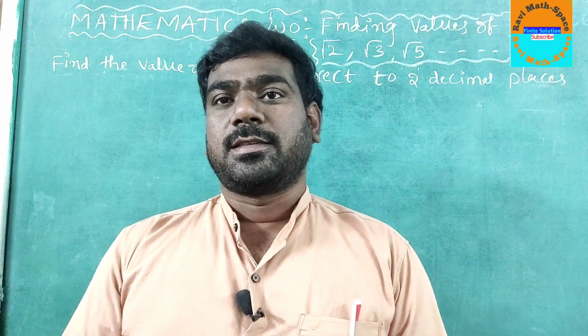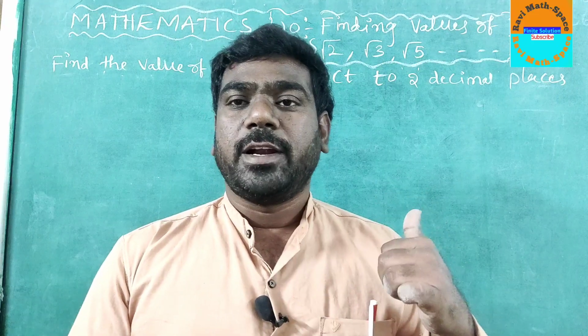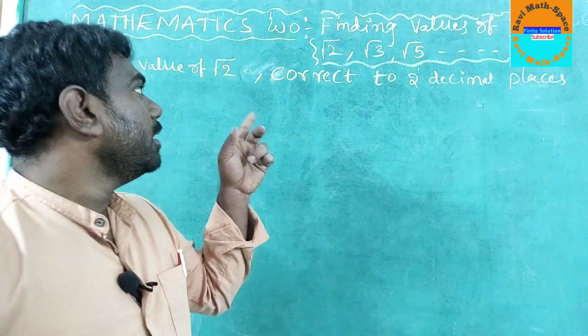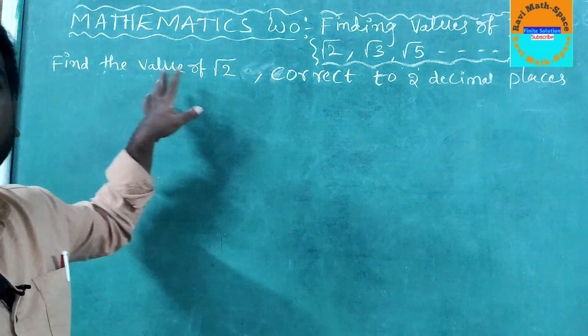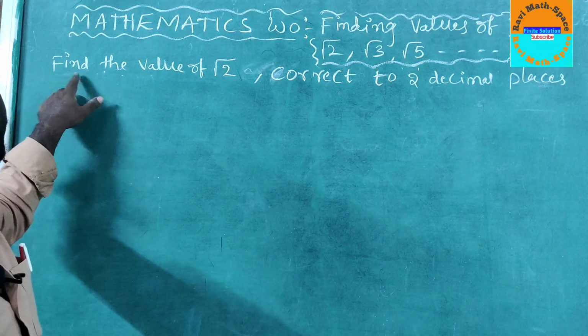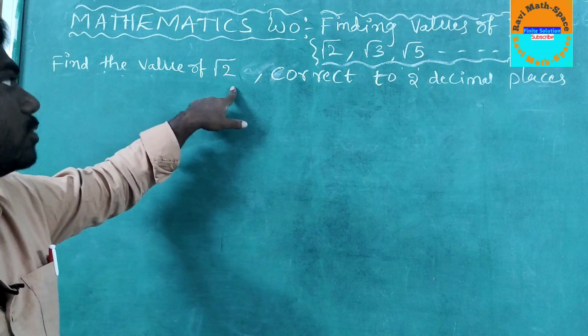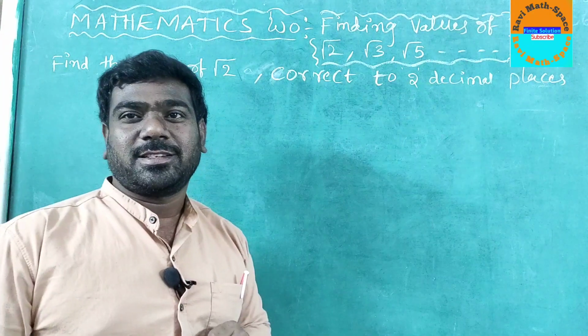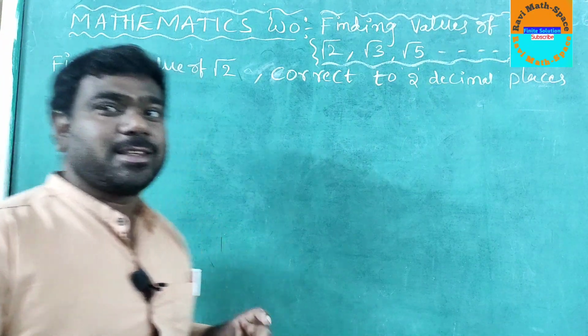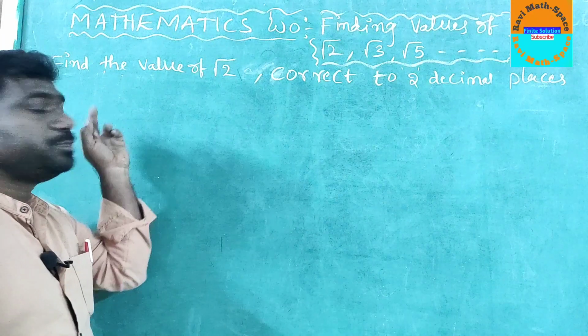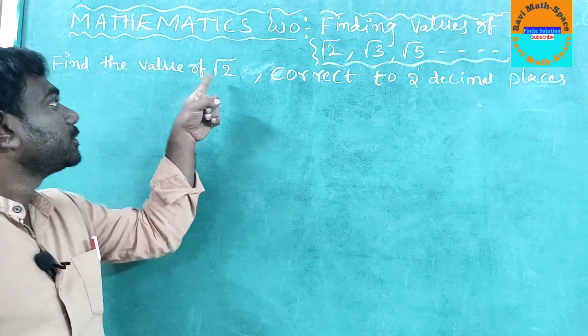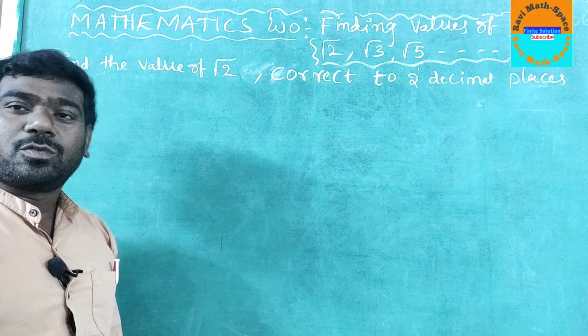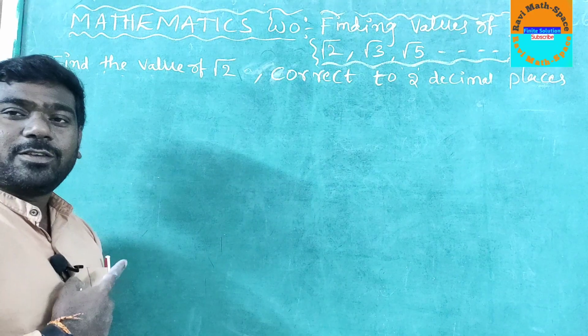Understand? Yes. Now find the value of root 2. Here we have one question: finding the value of root 2, correct to 2 decimal places. Now we have to find out the value of root 2. How to find it here?